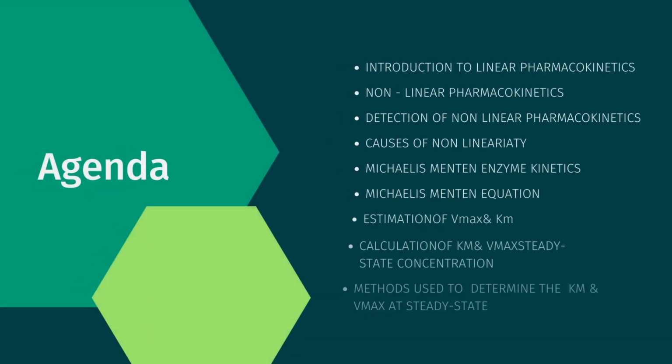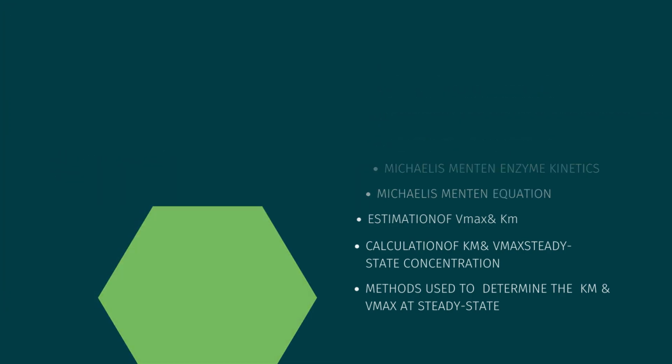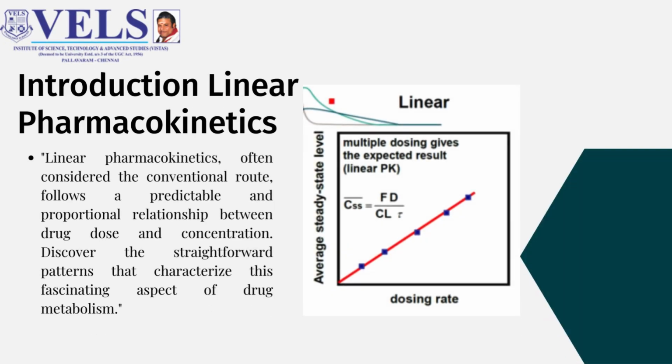In this module, we will discuss Introduction to Linear Pharmacokinetics, Non-Linear Pharmacokinetics, Detection of Non-Linear Pharmacokinetics, Causes of Non-Linearity, Michaelis-Menten Enzyme Kinetics, the Michaelis-Menten Equation, Estimation of Vmax and Km, Calculation of Km and Vmax, steady-state concentration, and methods used to determine the Km and Vmax at steady state. Okay, now let me get into the topic.